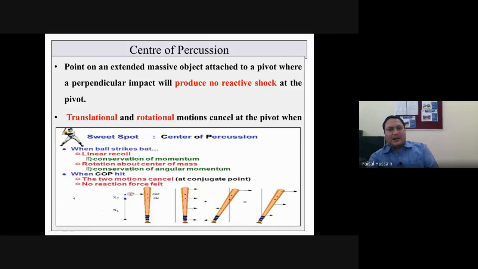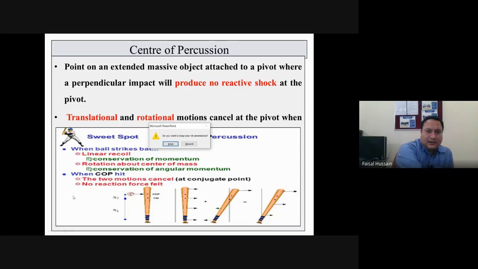Now the next part is the center of percussion. Now what is center of percussion? The point at which there will be no reactive shock produced. For example, at that point, the translatory and rotatory, that is your translational and rotational motions cancel at the point. The motions are cancelled at the point.